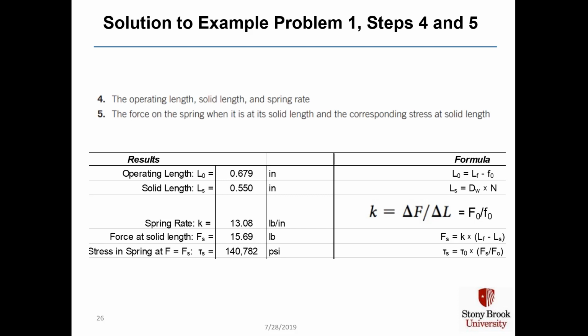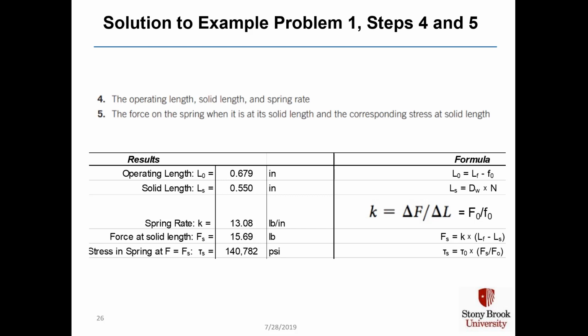0.055 times 10 is 0.550 inches. The spring rate, small k, equals 13.0 pounds per inch, which we calculate from the force at the operating length divided by the deflection, which is the change in length at the operating length. The force at the solid length, F sub S, is equal to 15.69 pounds, which is the spring rate times the difference between the free length and the solid length.